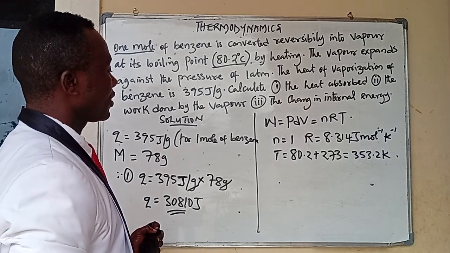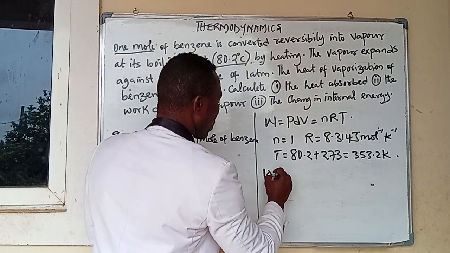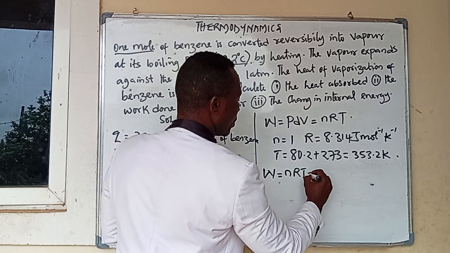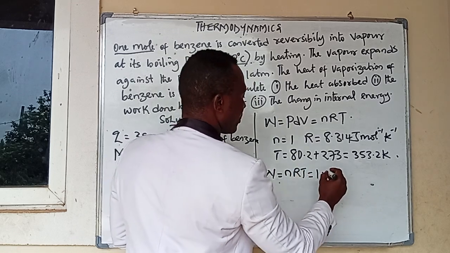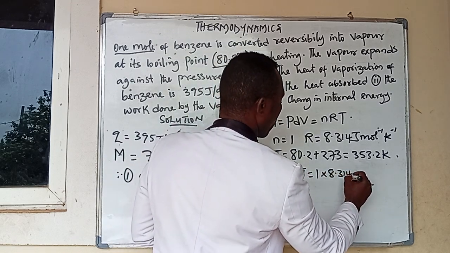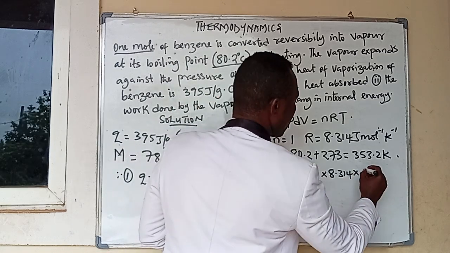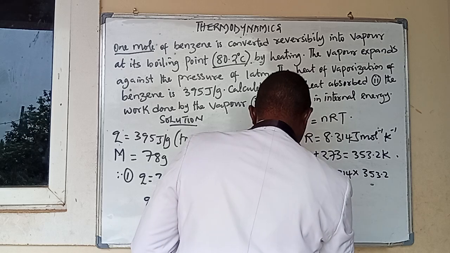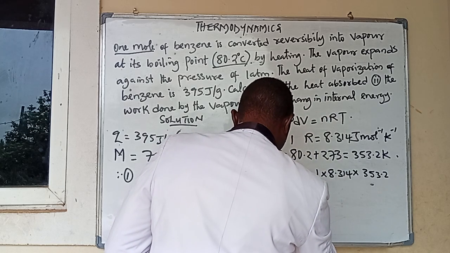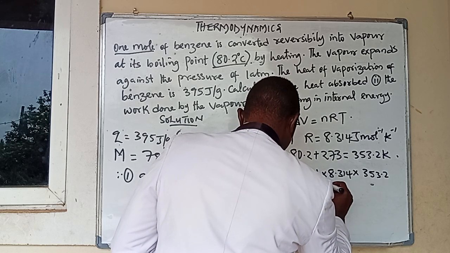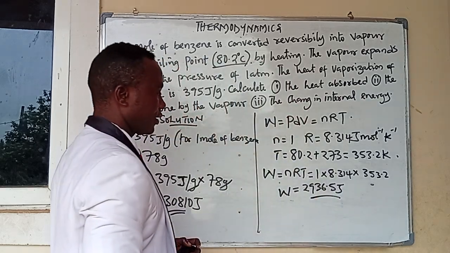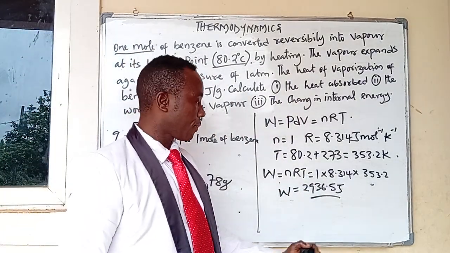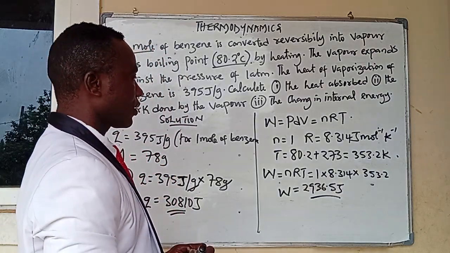Then you can now see that the work done will be equal to nRT, which is 1 mole multiplied by 8.314 multiplied by the temperature, which is 353.2. So the work done, the final answer, is 2936.5 joules. If you punch your calculator, I think you should be getting this. That is the work done.